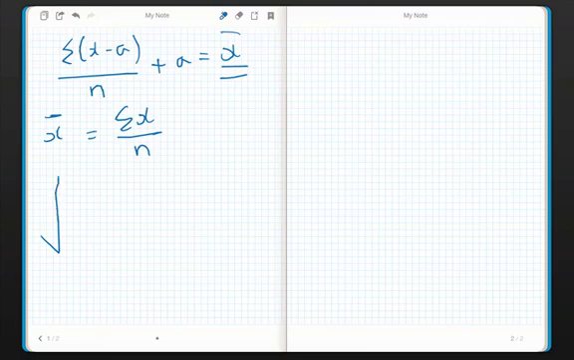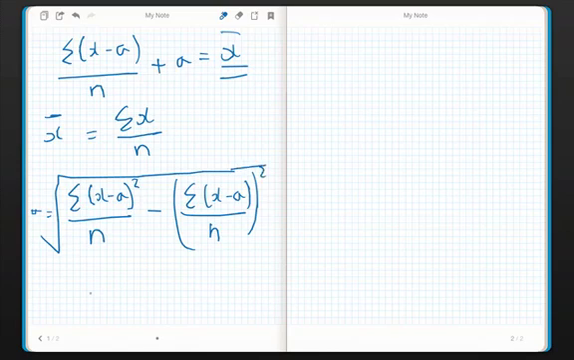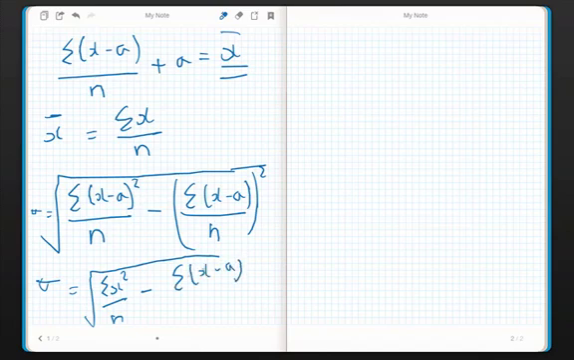Now to find standard deviation, sigma is equal to the root of sigma of (x minus a) squared divided by n, minus sigma of (x minus a) divided by n, the whole squared, and this is equal to our sigma. Sigma is also equal to the root of sigma x squared divided by n, minus sigma x divided by n, the whole squared.